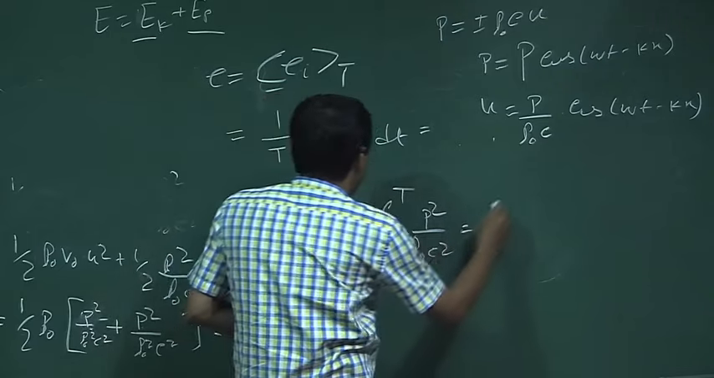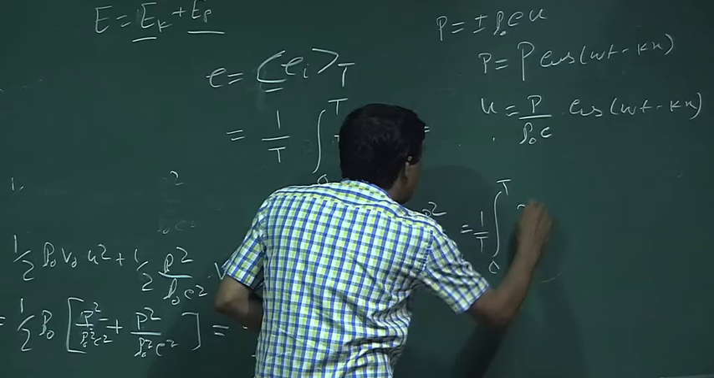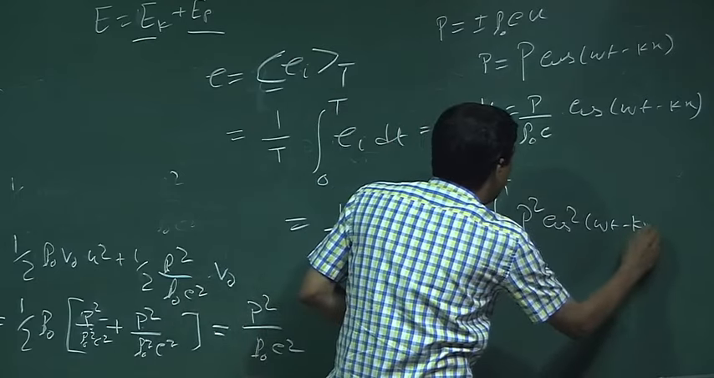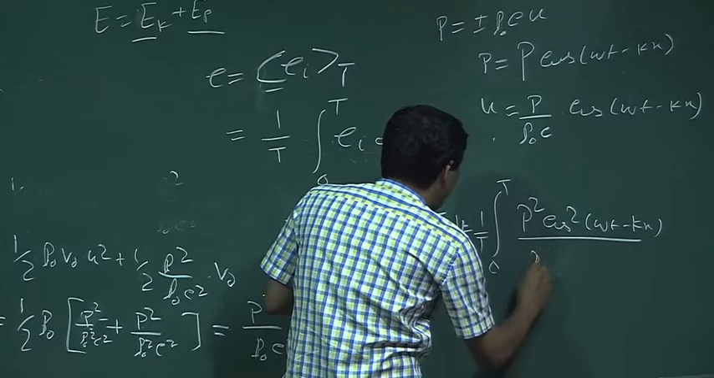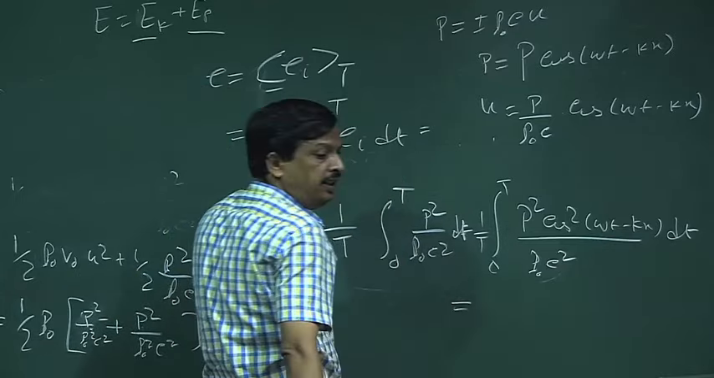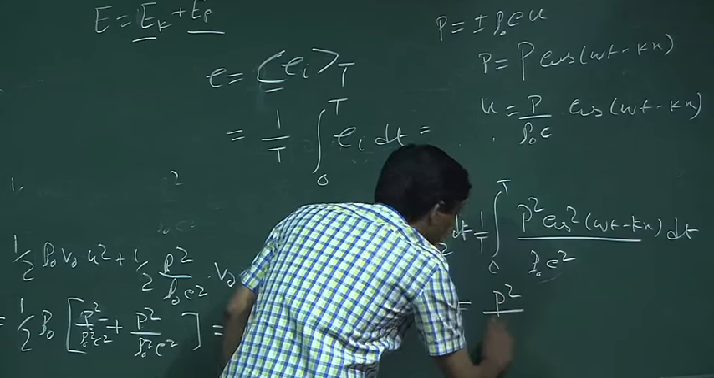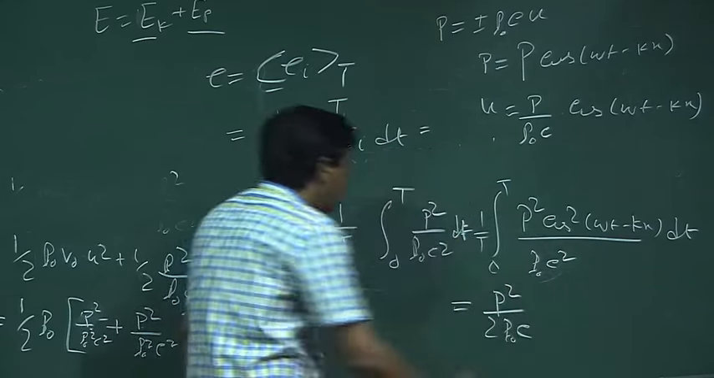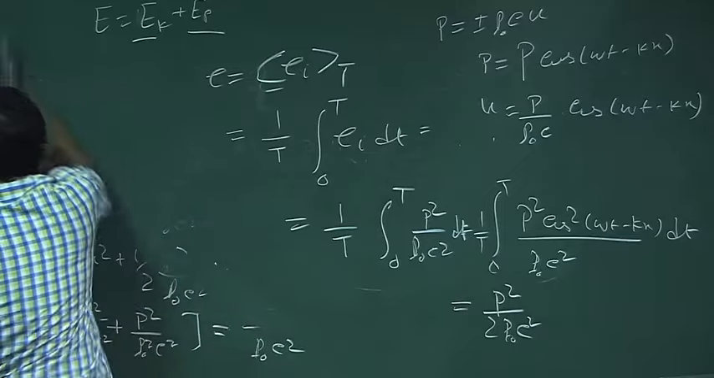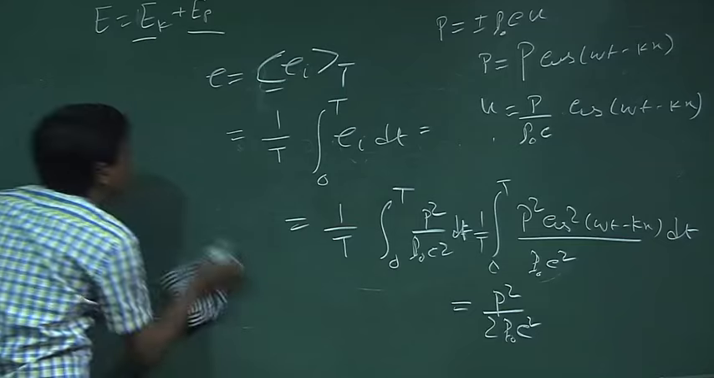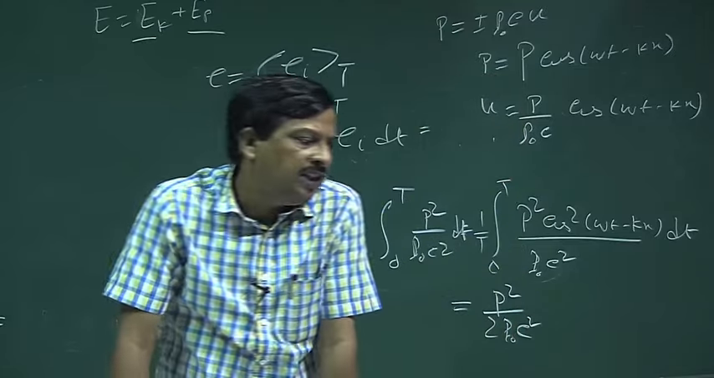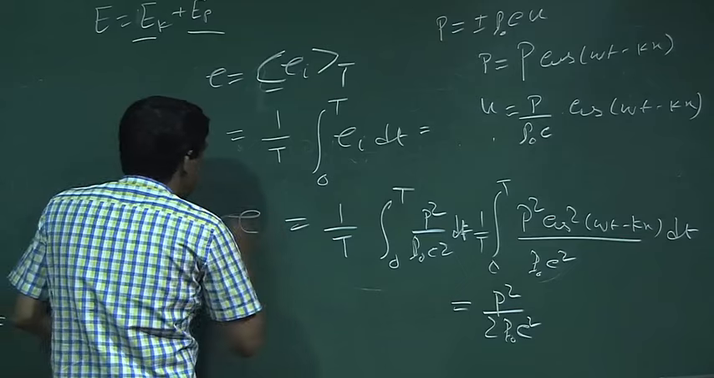Which is nothing but 1 by T, 0 to T, pressure amplitude square cos square omega t dt, cos square omega t minus k x, divided by rho 0 c square dt. Okay. If I take the integration, it will be p square by 2 rho 0 c square. So, p square by 2 rho 0 c square is the average energy density. Still we are not getting the energy, power and intensity. So, what is energy? This is the average energy density E.